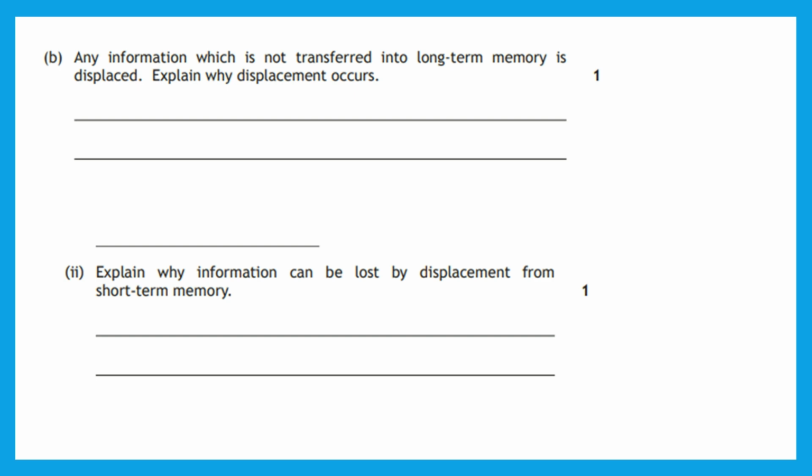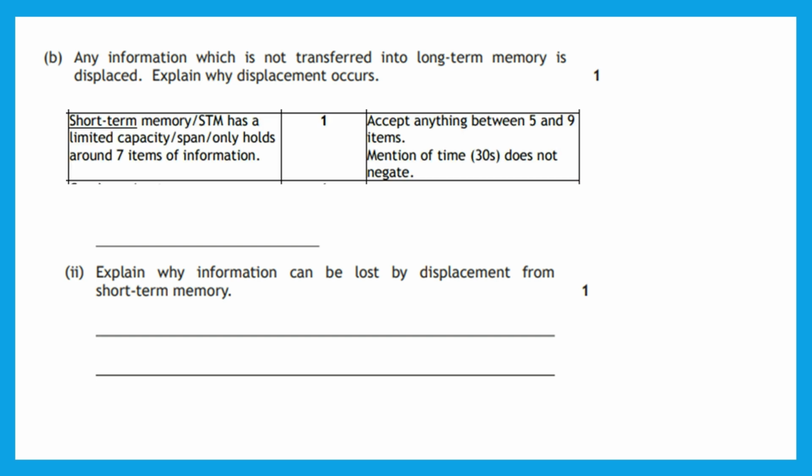In this question, you're told any information which is not transferred into long-term memory is displaced. Explain why displacement occurs. This is to do with the limited capacity of the short-term memory. Because it has that limited capacity, that limited span, it can only hold around 7 items of information. Ultimately, new information will come along and displace what we are currently focusing on.